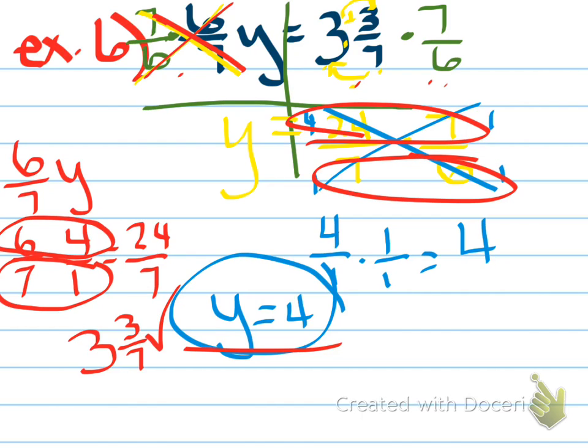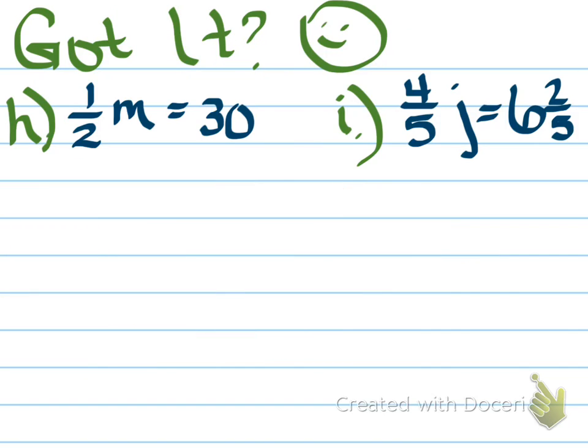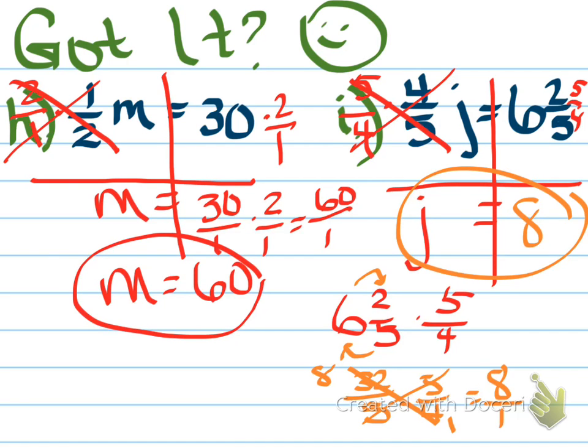What a pain. All right, guys, now it's on your own, H and I. When you come back, I'll have the answer shown in all my beautiful work. Pause the video now. Do it on your own. Very important. All right, guys, so for H, you should have gotten 60, and for I, you should have gotten 8.